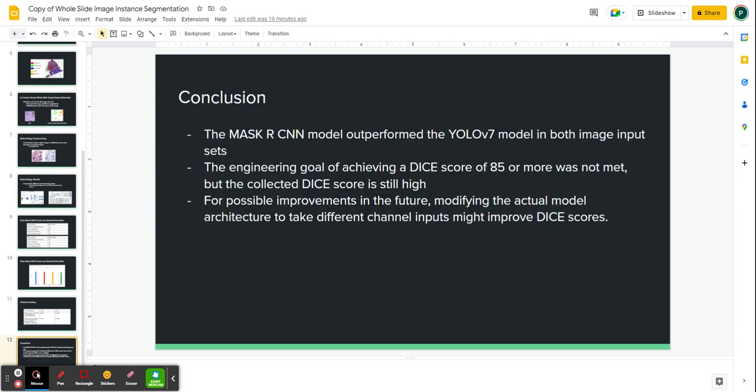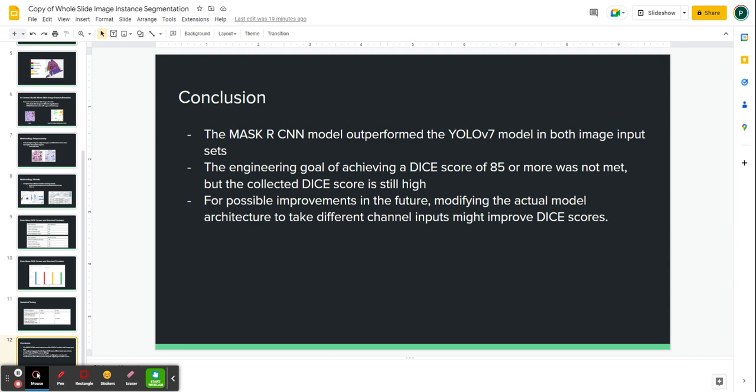With the conclusion, we noticed that the MaskRCNN model outperformed the YOLO V7 model in both image input sets, the hematoxylin images and the RGB images. The engineering goal of this project was achieving a dice score of 85 or more, and it was not met, but the collected dice score is still high.